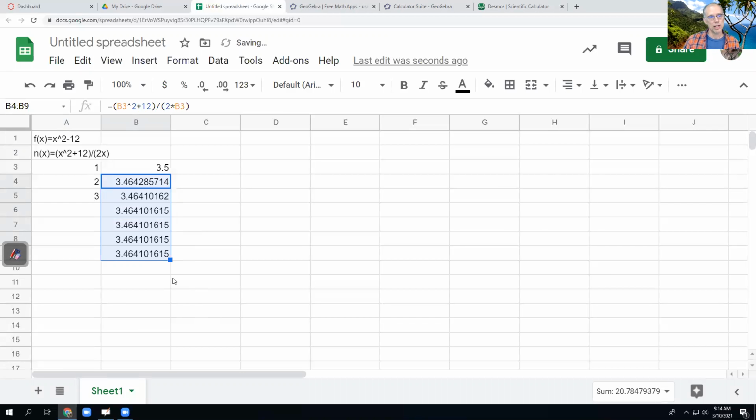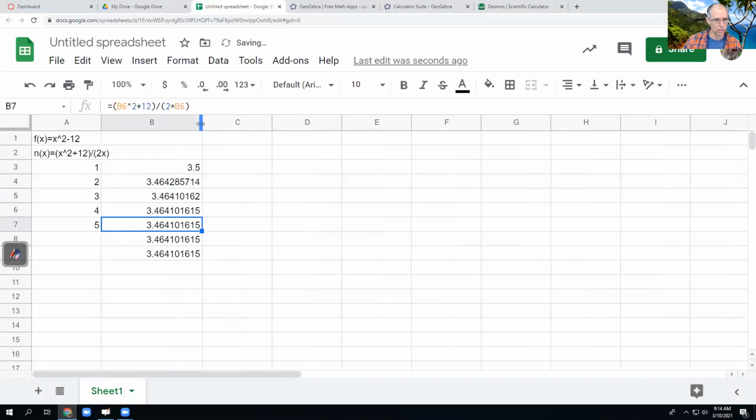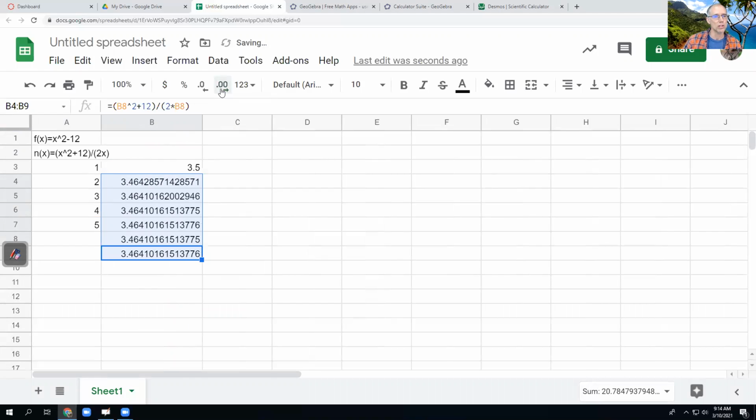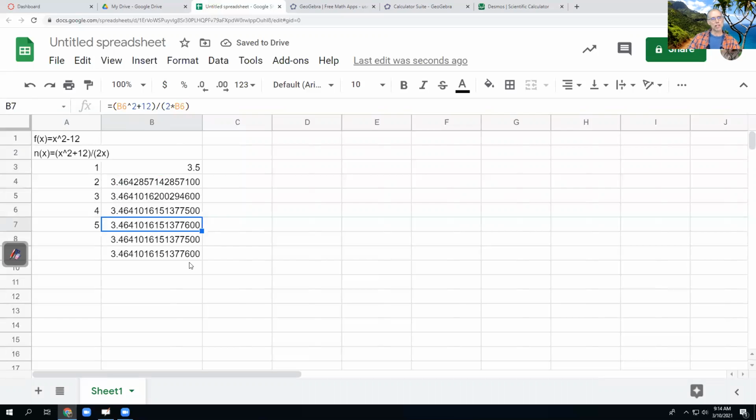drag it down, and we can see it converges pretty rapidly here with the number of decimal places I have available. So by the 5th try, I've maxed out the number of decimal places the spreadsheet's showing me. And I could get it to show more, I think, by highlighting and saying, show me more decimal places. So if we needed more, we can certainly get them. And you can see we maxed out by the 5th step, the number of decimal places.